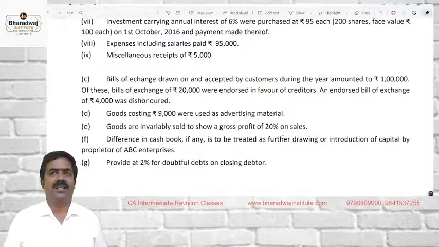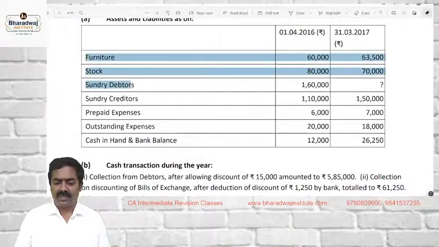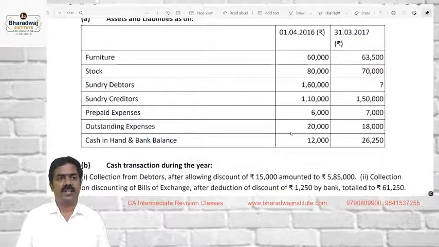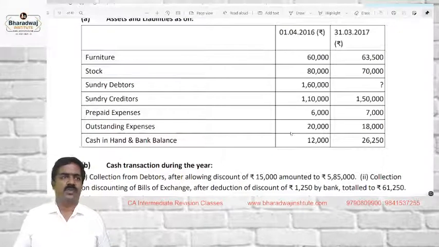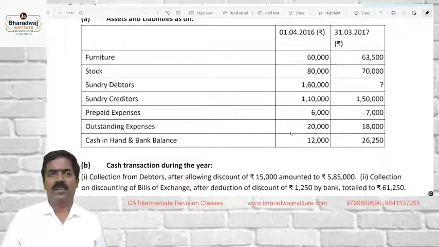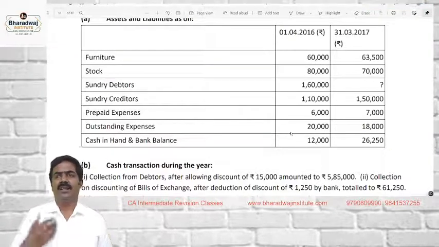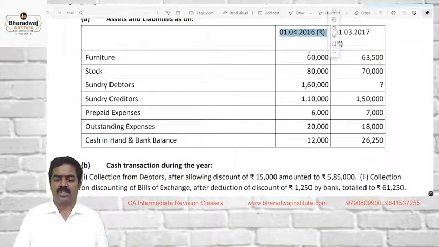So don't start with debtors account. Is there a problem in preparing opening statement of affairs in this problem? Is there an issue in preparing opening statement of affairs? Yes. You can do opening statement of affairs. Then start with creditors account. You can open debtors account also, nothing wrong in it. But we cannot find out two balancing figures in a single ledger. Okay. So we have to find out purchases, cost of goods sold, sales and all. Then we will come to debtors account, like that. So start with statement of affairs on 1/4/2016.